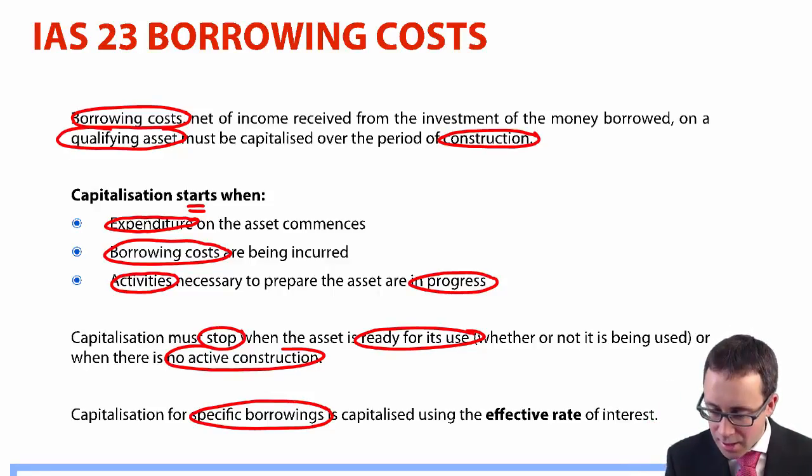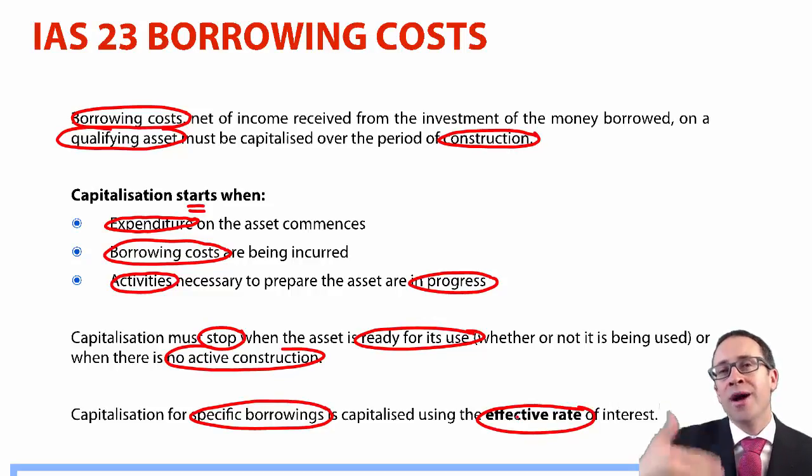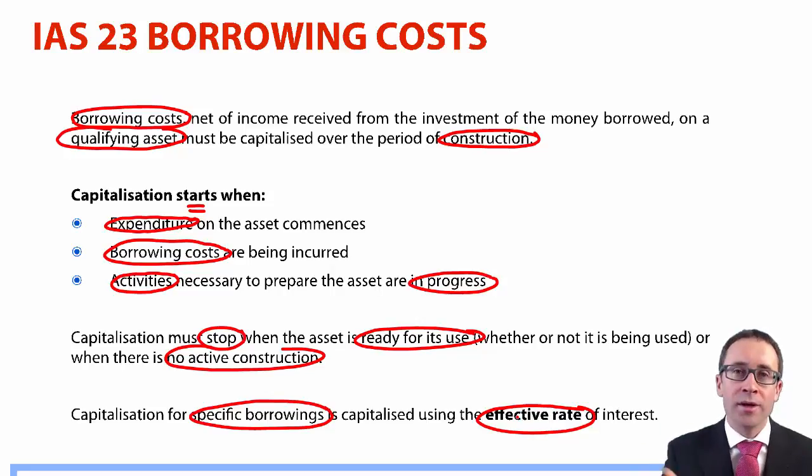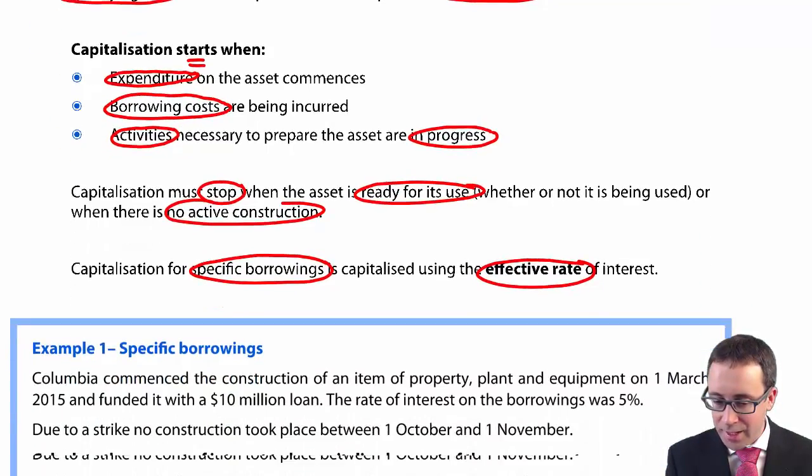Okay, if that's the case, the standard uses the word effective rate of interest. That's only really relevant as you move on to F2. But for now, in your F1 exam, just use the rate of interest on the specific borrowings that you have taken out. So if you have a 5% loan, then use that 5% to work out how much interest you capitalize. Okay, that's looking at specific borrowings. There are some general borrowings, but we'll talk about general borrowings after we've worked this first little example that we have.